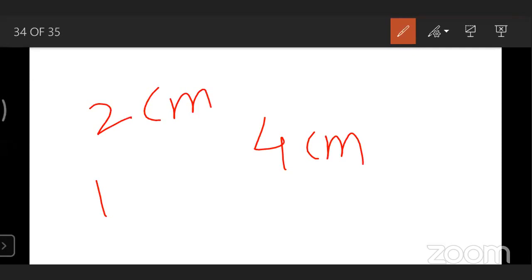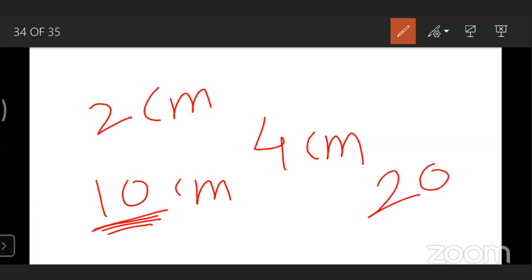If the radius is 10 centimeter, then what will be the diameter? 5 centimeter. No, 15, 20. Very good. If the radius is 10 centimeter, the diameter will be double. 10 to the 20, right? Now, if the diameter is 20 centimeter, okay? Then what will be the radius?